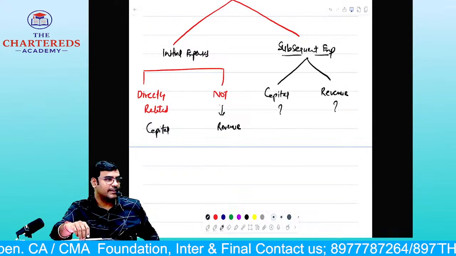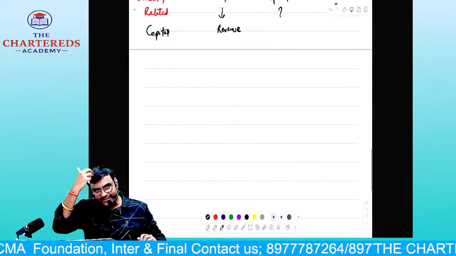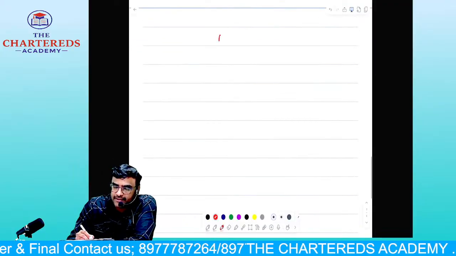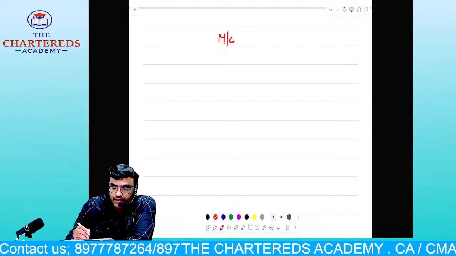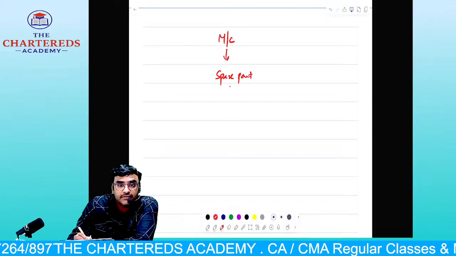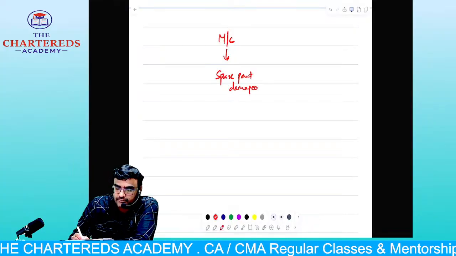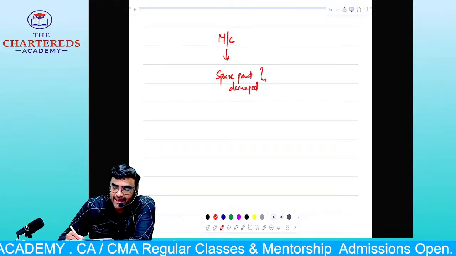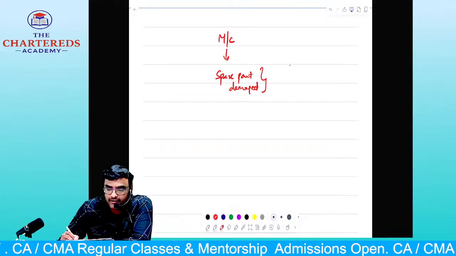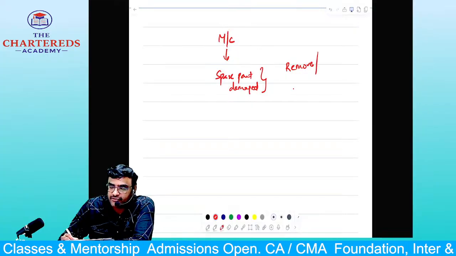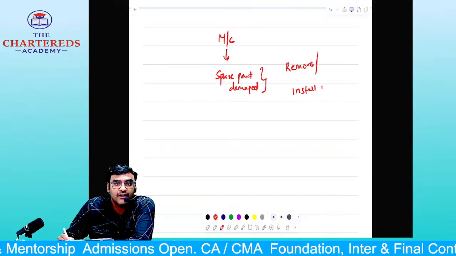One by one clearly. Let's start with an example. Let's say we have a machine. In this machine there is a spare part which got damaged. Okay, one spare part is damaged. So if the spare part is damaged, what do we do? We will remove the old spare part and in place of old spare part we will install new spare part.